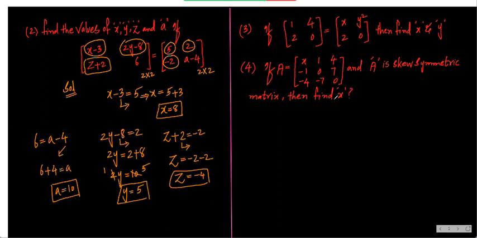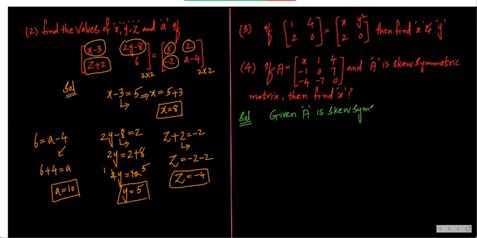Now it's a small revision for you. The question I'm asking you is, what is the definition of skew symmetric? Because if you know the definition of skew symmetric, then only you can solve this question. Solution. Given A is skew symmetric.